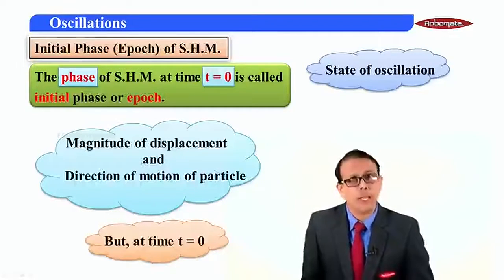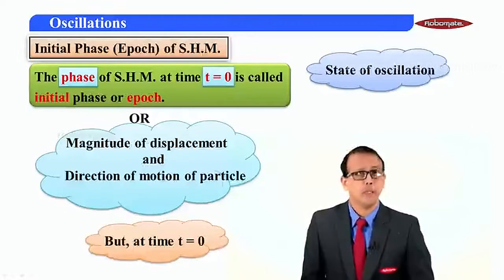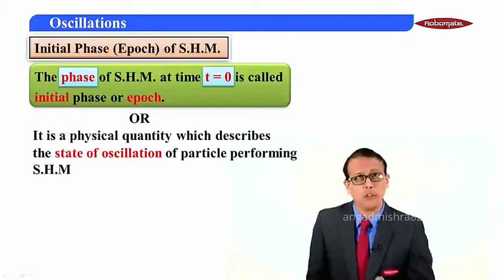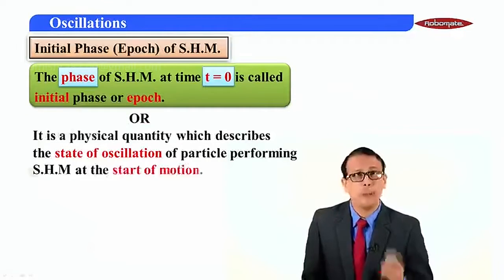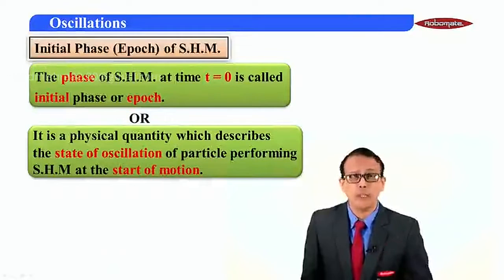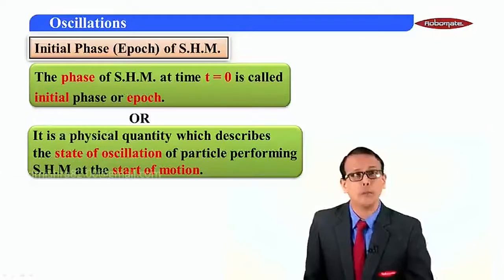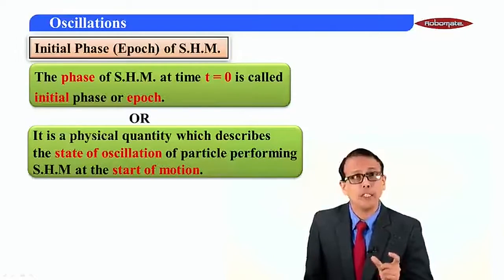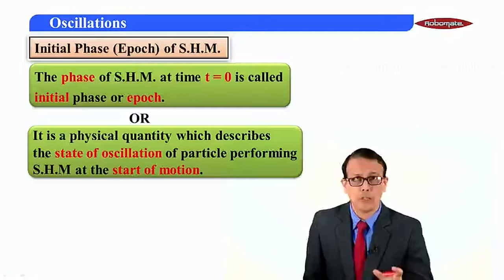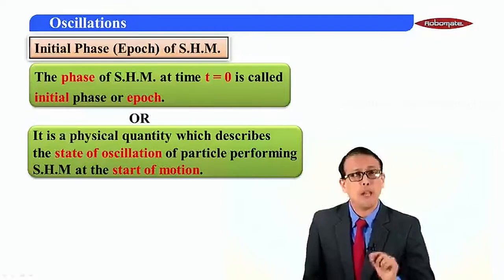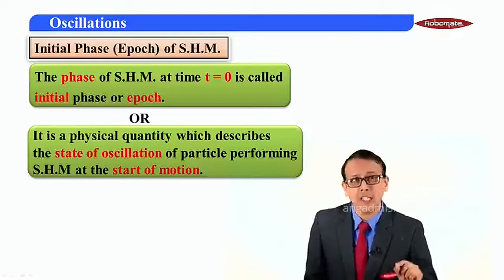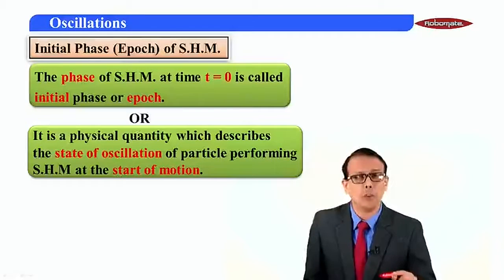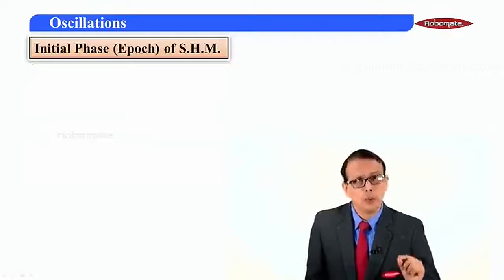Therefore, I can also define initial phase as a physical quantity which again describes the state of oscillation of a particle performing SHM, but at t is equal to 0, that means at the start of motion. Remember students, whether phase or initial phase, both are describing the state of oscillation, but the difference is whenever I say phase, it is at any instant, and whenever I say initial phase, it is always at the start of motion or at t is equal to 0.